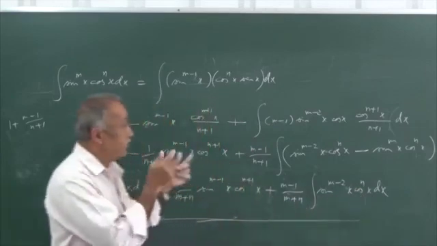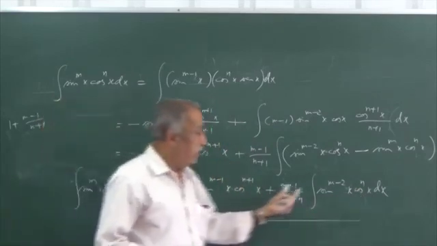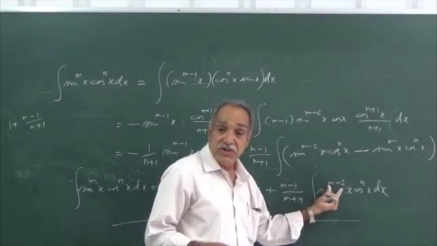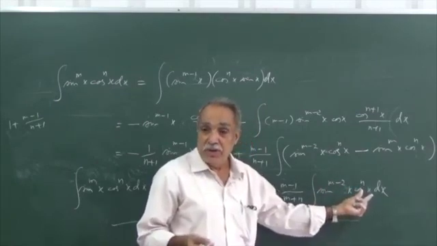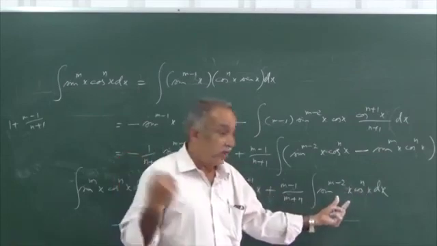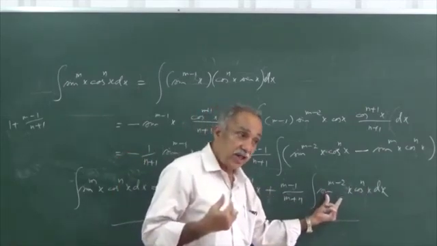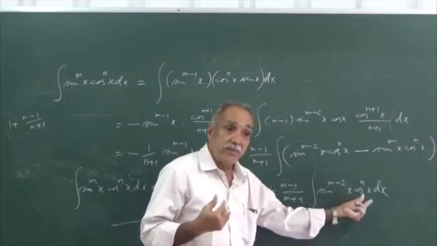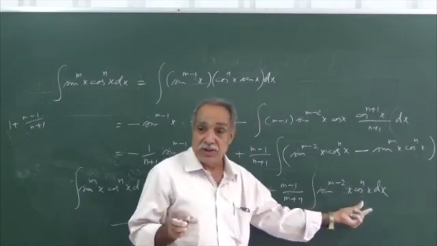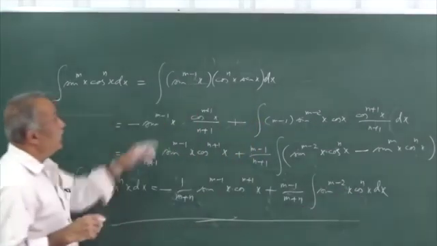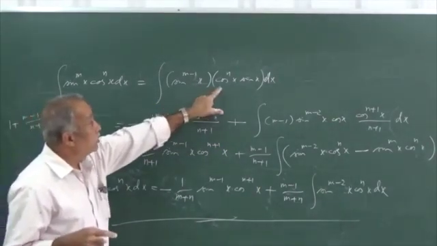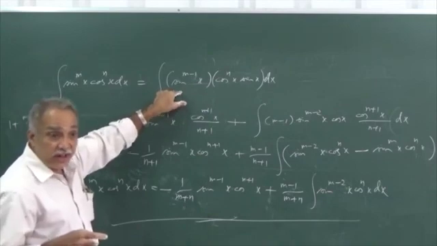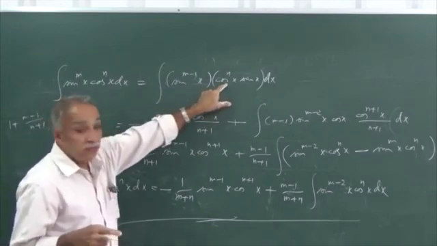With a slight change in the method, I could have retained the index of sin unchanged and reduced the index of cos by 2. You could have obtained the required integral in terms of the integral of sin power m x cos power n minus 2 x. That also is possible. The only thing you have to do is, instead of treating the integrand like this, treat it as cos power n minus 1 x into sin power m minus 1 x into cos x.